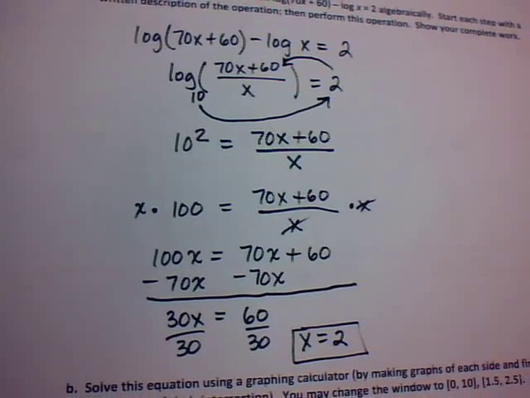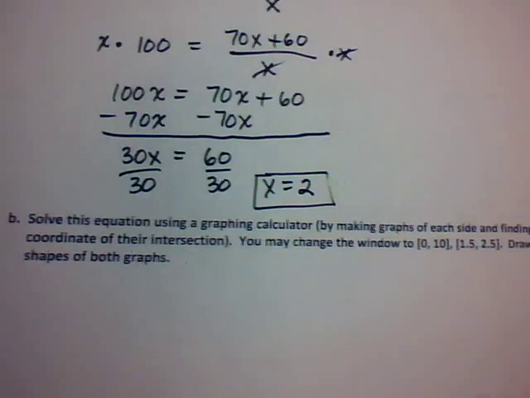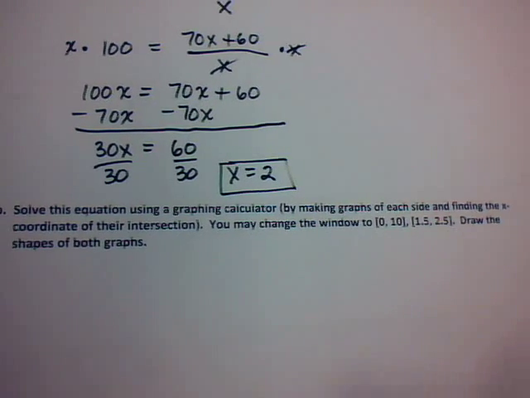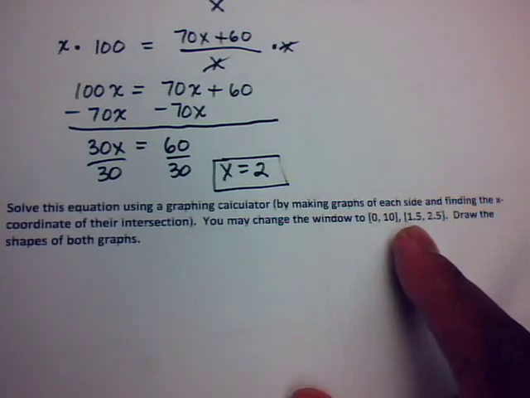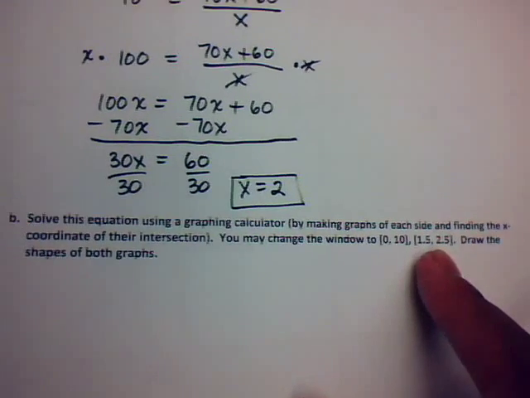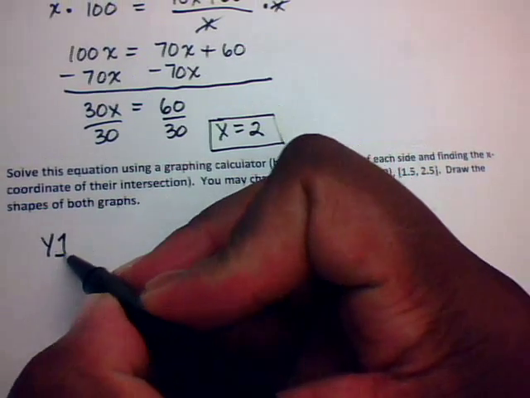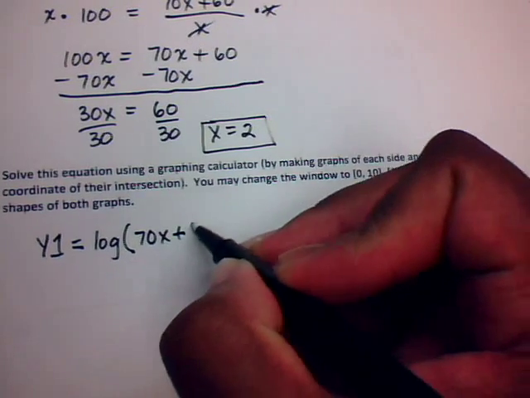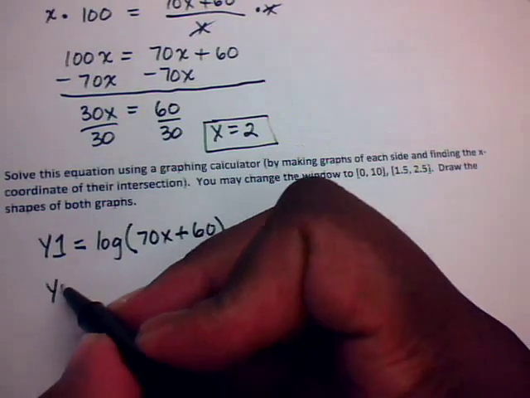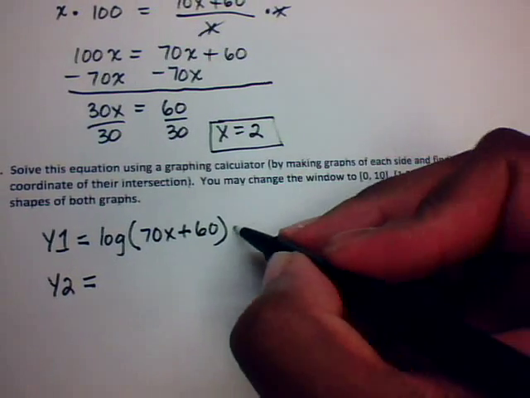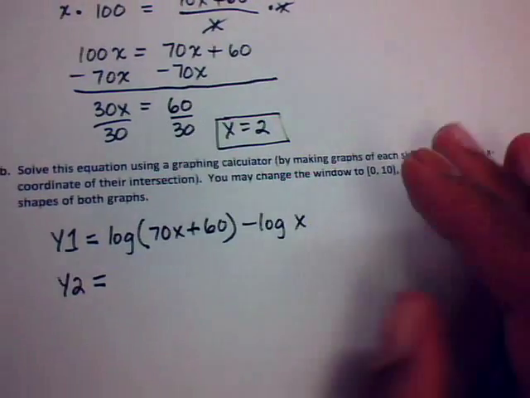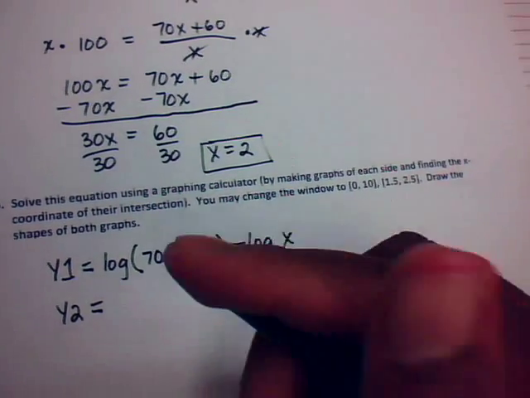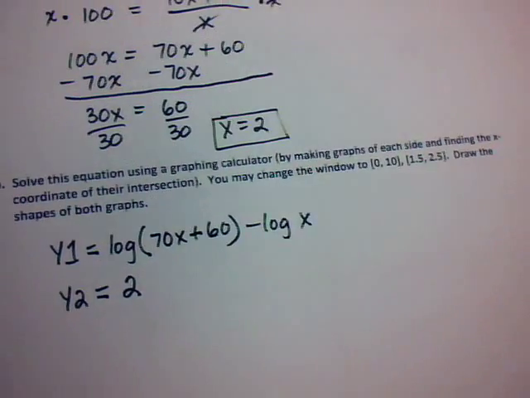Okay, now we're going to use that same equation in the graphing calculator. We're going to make graphs on each side by finding the x-coordinate of the intersection. Our window will be from 0 to 10 for the x, 1.5 to 2.5 on the y. So y1 when we enter this in the calculator will be the log of 70x plus 60 minus the log of x. Y2 would just simply be the 2.